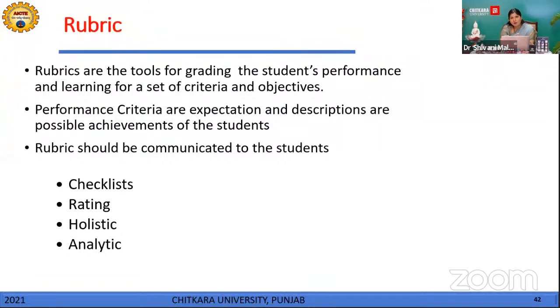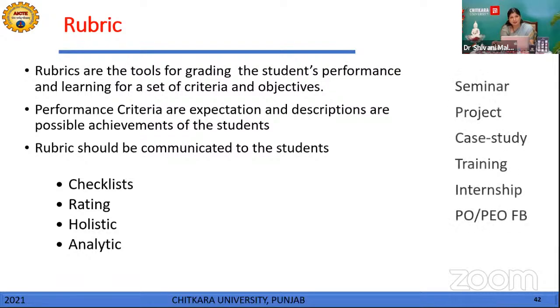Performance criteria are the expectations and the descriptions that are given in the rubrics, that tell us possibly the achievement of the students. So rubrics should be communicated to the students for all sorts of assessment tools that you are selecting. The rubrics can be a checklist rubric, a rating rubric, a holistic rubric, or an analytic rubric. But we must be clear of where to use which type of rubric.